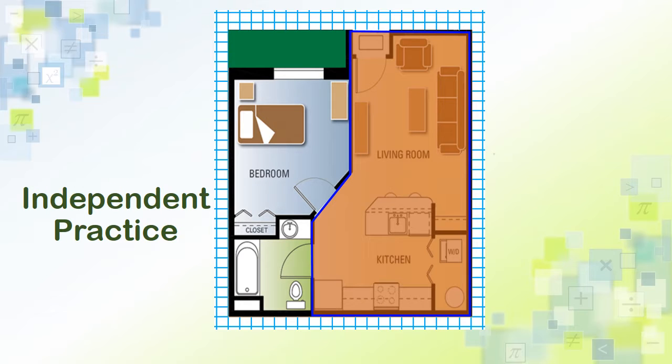So we saw in the previous slide that you can use either the additive or the subtractive method to find out the area of composite figures. To make sure you understand the concept of composite figures, take a few minutes and try to figure out the area of the shaded region in brown, which is the living room and the kitchen. You can use the additive method or the subtraction method, whichever you feel most comfortable with.